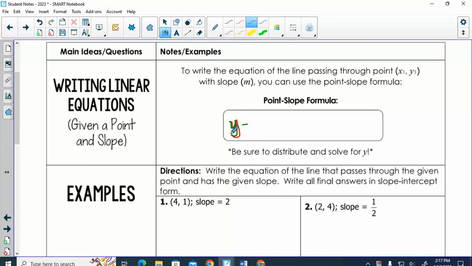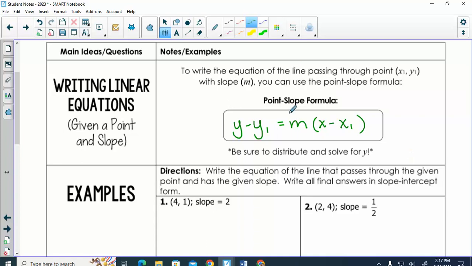I don't know why my color just changed, y minus y sub 1 equals m x minus x sub 1. Okay, x1 and y1 are just the x and y from one of your points. Just like when we did slope, we took one of those points and we had the x and the y. The y and x without a little 1 underneath them, those are just the variables x and y, and those are going to stay. And then m represents our slope.